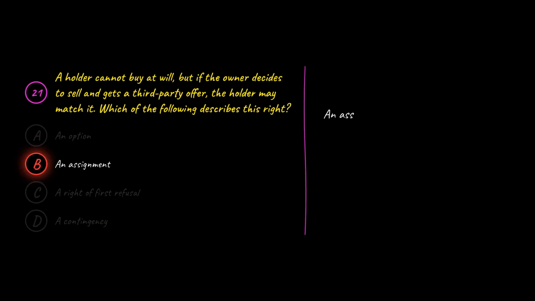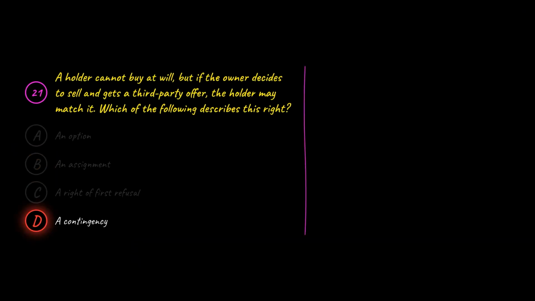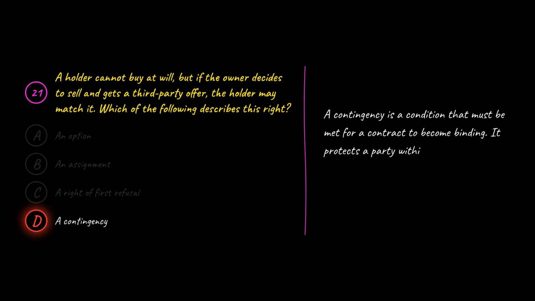B is wrong because an assignment transfers existing contract rights to a third party. It moves rights someone already holds and has nothing to do with a right to match a future offer on property. D is wrong because a contingency is a condition that must be met for a contract to become binding. It protects a party within a deal, not a standing right to match an owner's future sale.